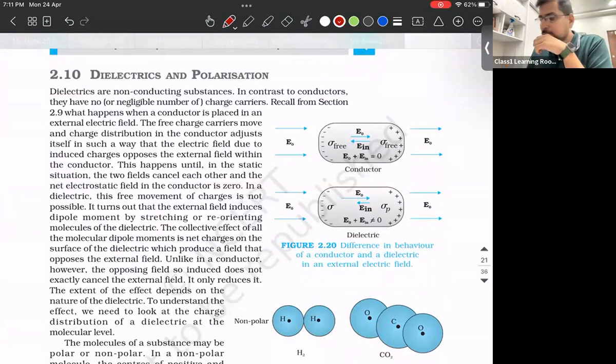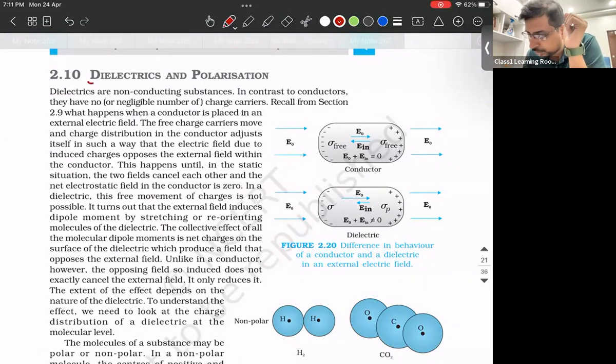With this concept of electrostatics in conductors, we are done with the first part. Now we need to understand what is happening with dielectrics, because this leads to the concept of capacitors. For capacitors you need to know both things: what happens within a conductor and what happens in another material called a dielectric. So I'll tell you what they are.